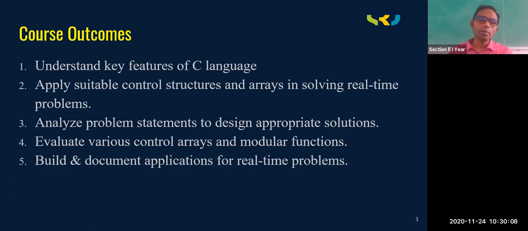Next, analyzing the problem statements to design appropriate solutions. You are going to analyze the problem statements to design appropriate solutions. For example, if a real-time scenario is given to you to solve, then you are going to resolve it by analyzing it, and you are going to prepare a design. Design means you are going to draw the flow charts that we are going to study in our next lab.